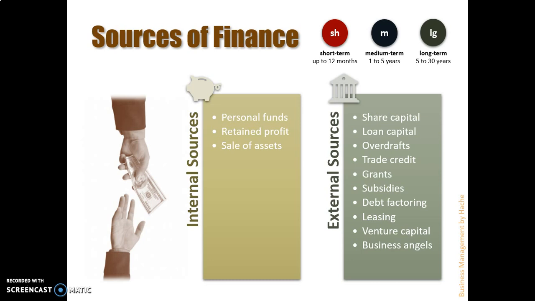When we explore each of these 13 sources, the 3 internal and 10 external, these icons are going to appear on top of each, so you can tell exactly if they are short-term expenses, medium-term, or long-term. Okay, so let's go on to the sources, the internal sources of finance.